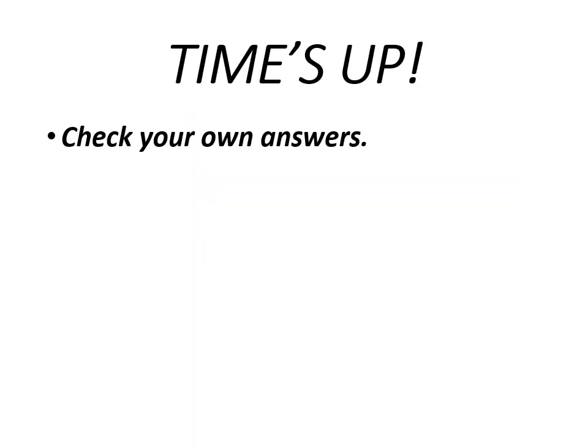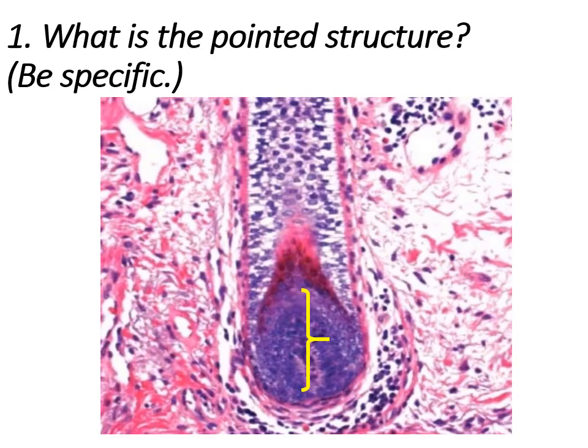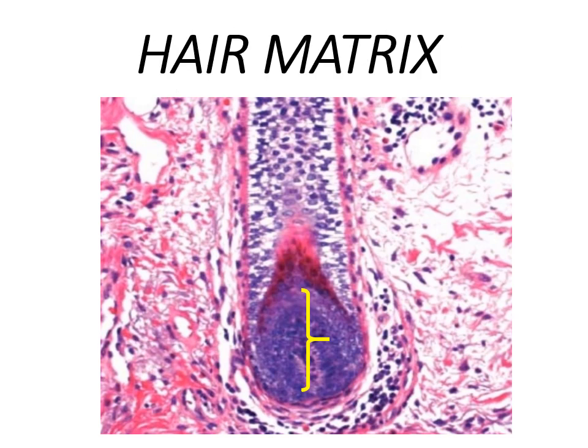Okay, time's up. And check your own answers tayo. So, number 1, what is the specific pointed structure? The answer is hair matrix. So, kailangan specific tayo, no? Hindi lang matrix kasi ang daming parts ng katawan natin na may matrix. So, kailangan organ specific tayo.